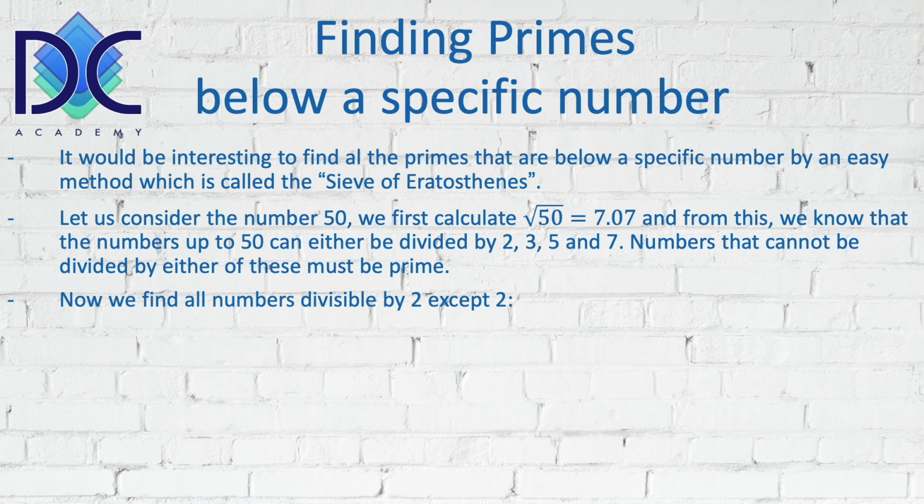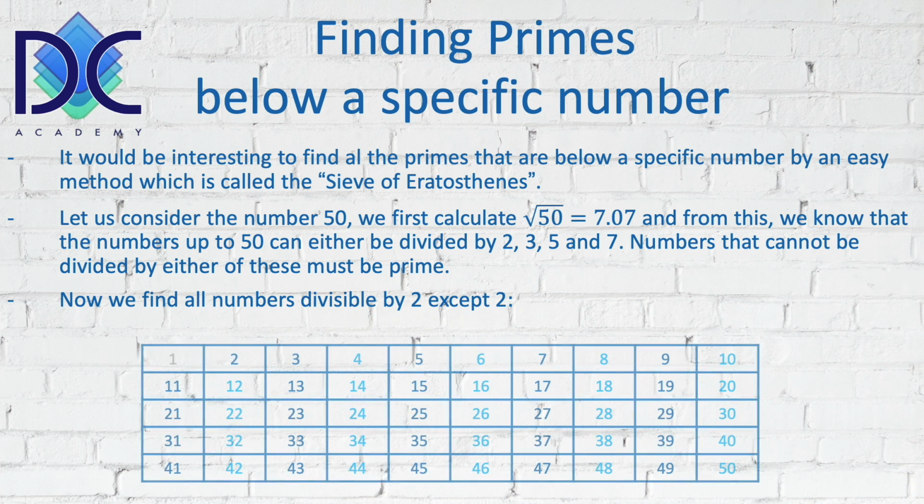Now, when we look at all the numbers divisible by 2 except 2, we have all the numbers from 1 till 50. I put 1 in gray, and we see that all the even numbers except 2, I color in light blue. Those are all the even numbers in this list. So they are not prime, because I can divide them by 2.